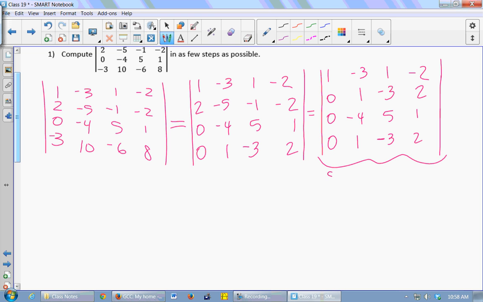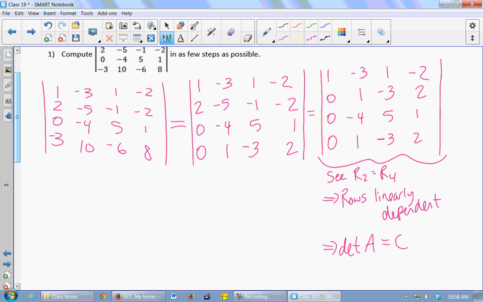I can see row 2 equals row 4, which means the rows are linearly dependent, which means that the determinant of my matrix equals 0. So dependent. The rows are linearly dependent.